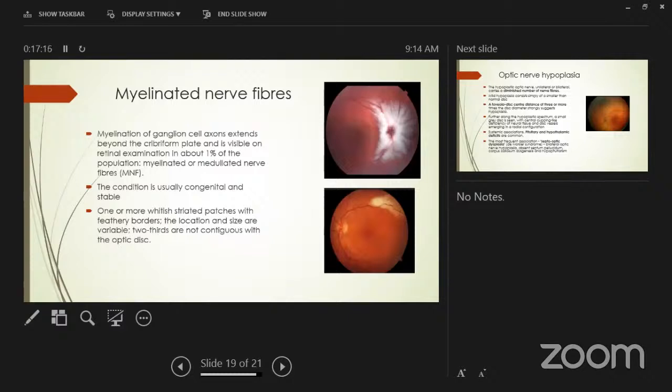Then next comes the myelinated nerve fiber. Usually myelination of the ganglion cell axons extends only up to the cribriform plate, but it is visible on retinal examination in about 1% of the population. This is known as myelinated or medullated nerve fiber. The condition is usually congenital and stable. There are one or more whitish striated patches in a feathery pattern, also seen along the peripheral retinal vasculature.